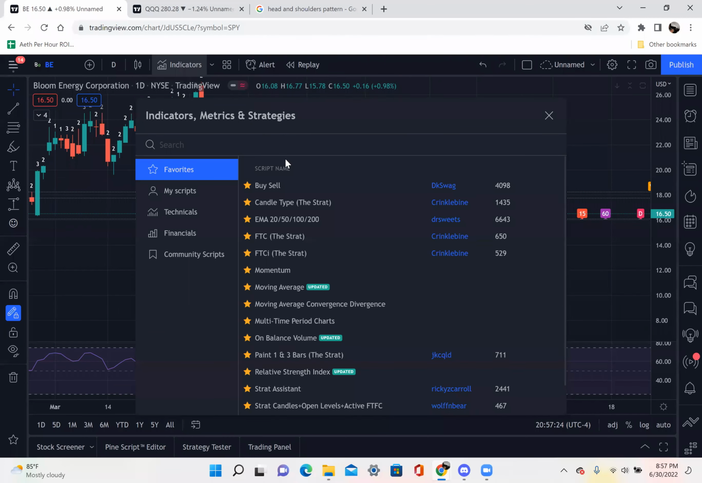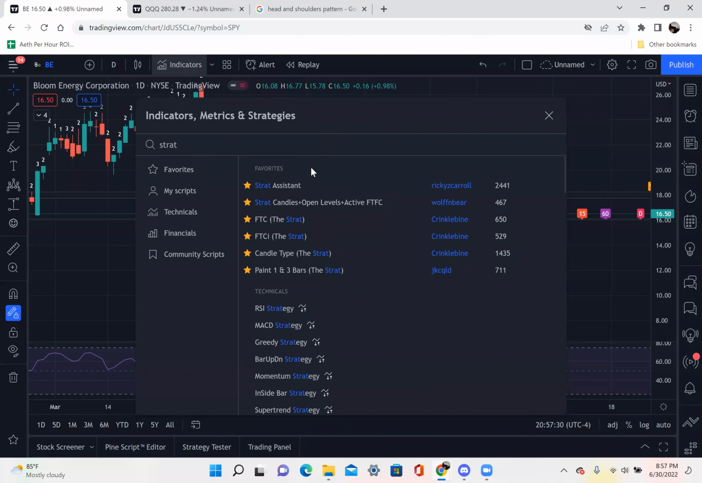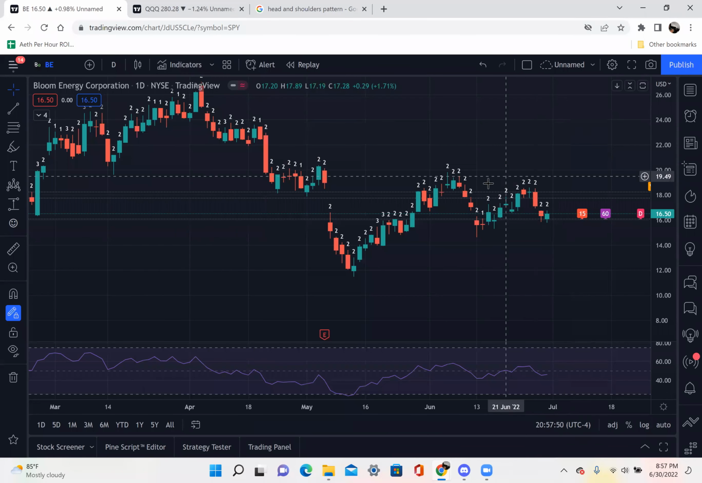Go to the indicators, right up here, and then you type in Strat, STRAT, and you can use the Strat Assist. I don't use that one. I'm still learning it, but I use the Strat candles open levels because I be trying to cheat and I be wanting my support and resistance to be showing me all this extra stuff about my candles. So yeah. Yep. So you just click this and definitely watch that YouTube.